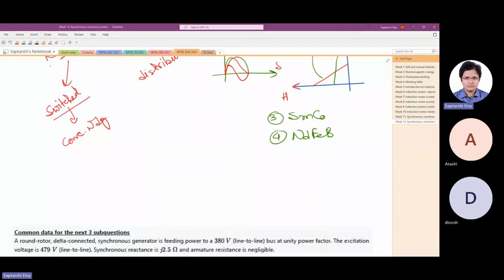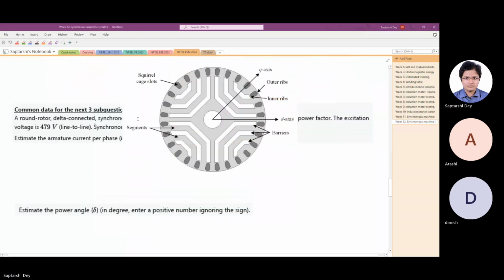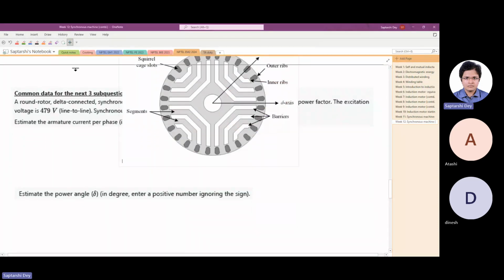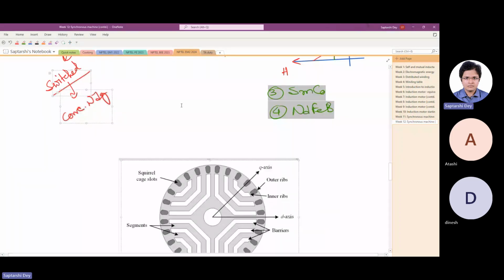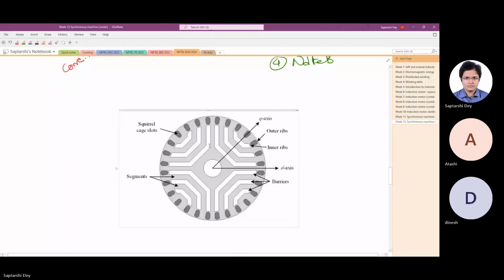Synchronous reluctance motor, synchronous motor rotor. I will show you just the rotor. Let me get a good photo. Yeah, this one is good. Although this has only the rotor. So this is the rotor of a synchronous reluctance machine.